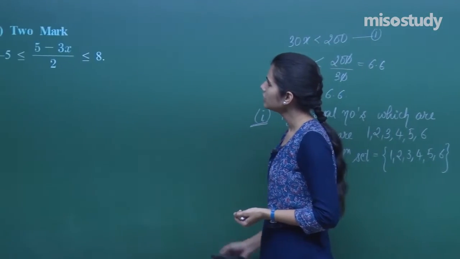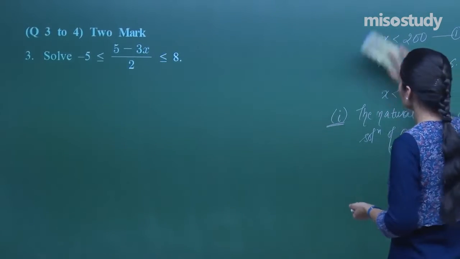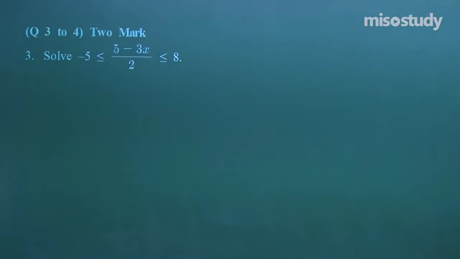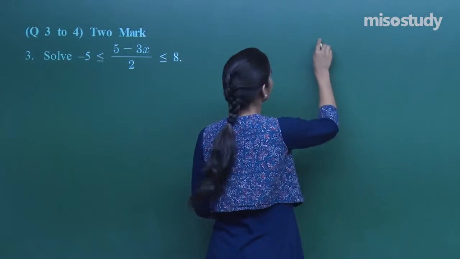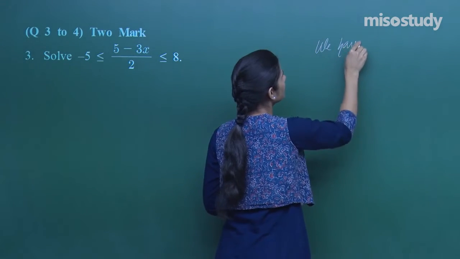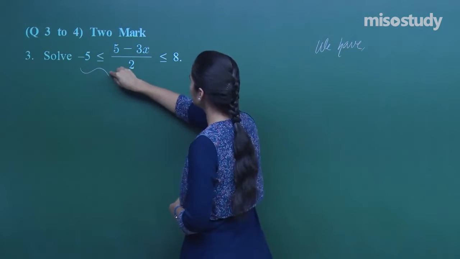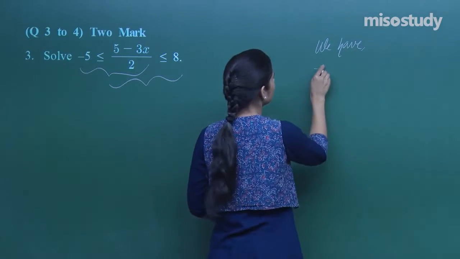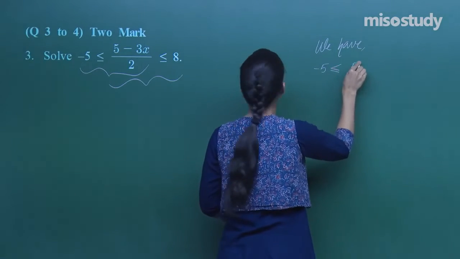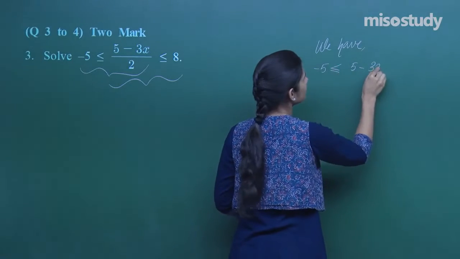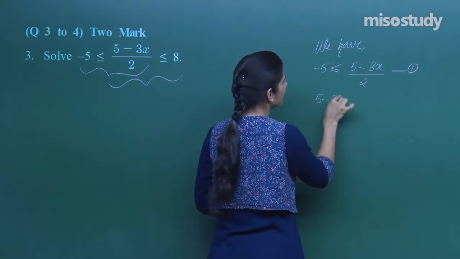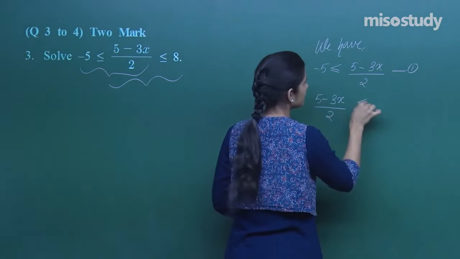Next we have to solve this particular inequality. Well, these are actually two inequations given. So it is nothing but a system of inequations. So let's write it separately. We have one coming from here and another coming from here. One is -5 is less than or equal to (5 minus 3x) upon 2. Another is (5 minus 3x) upon 2 is less than or equal to 8.